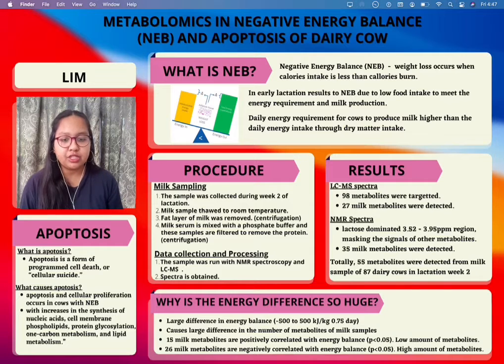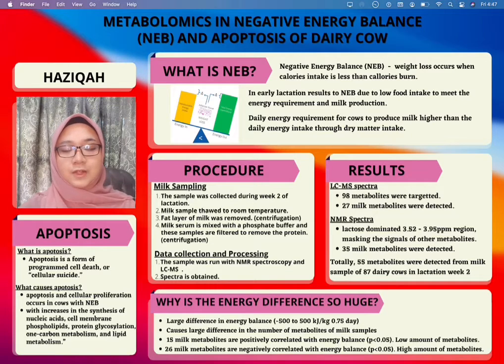So from the research, we can conclude that 15 metabolites were positively correlated, showing low amounts of metabolites, and 26 metabolites were negatively correlated, showing higher amounts of milk metabolites. And this imbalance in the correlation gives the effect in the negative energy balance of the cows.